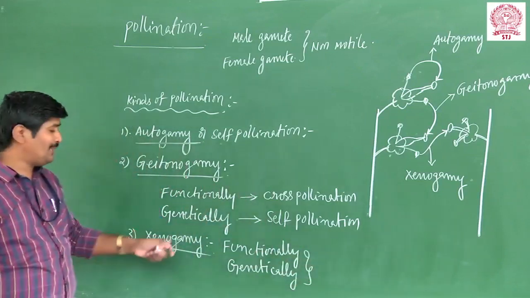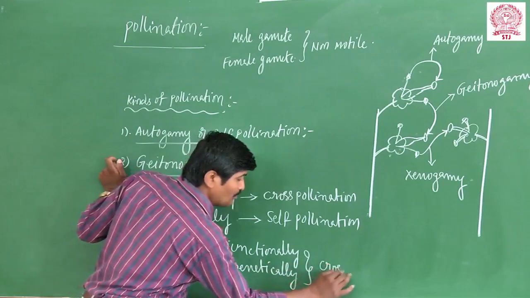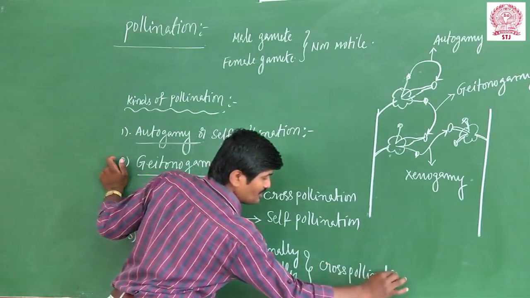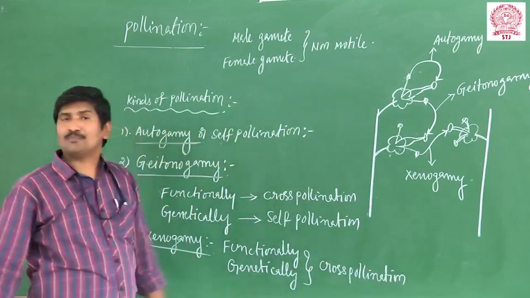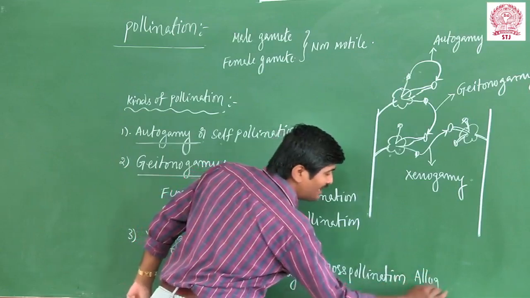Both here, geitonogamy functionally and genetically, both are cross pollination. It is a true cross pollination. The cross pollination is also known as allogamy.